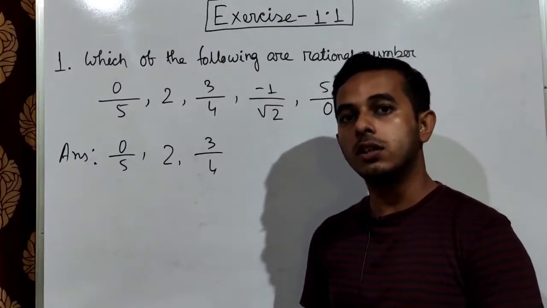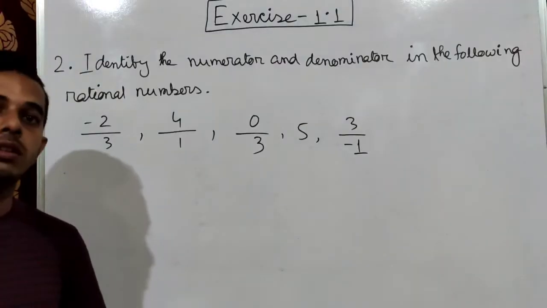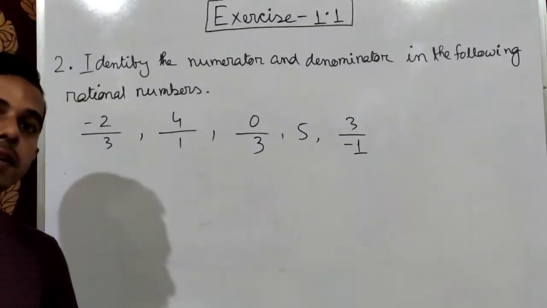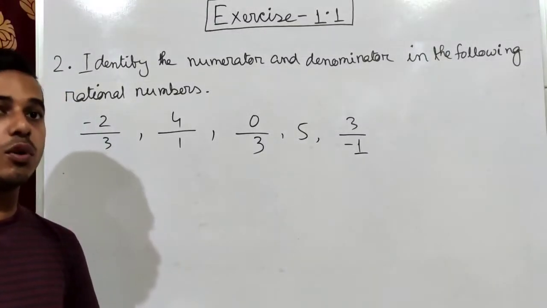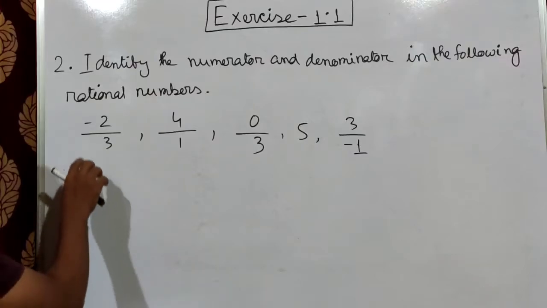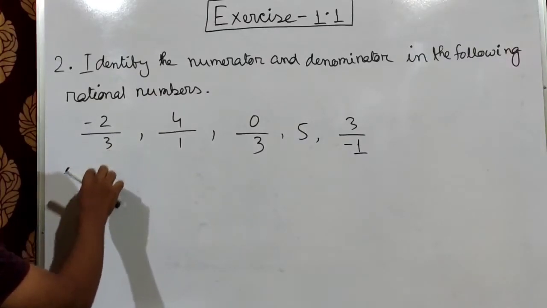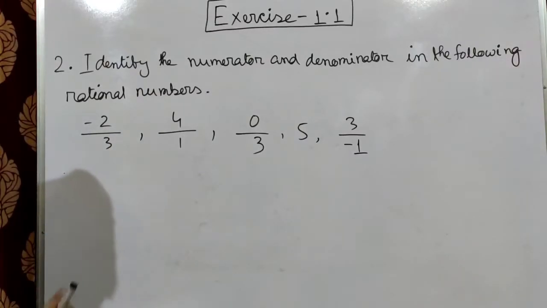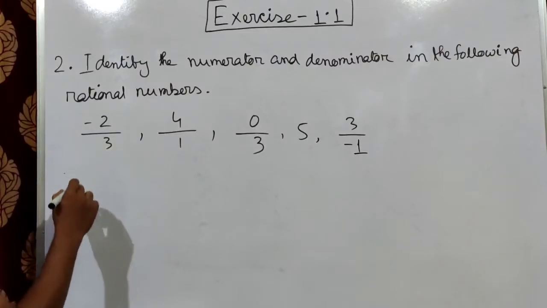Now let us move to our second question, where we will be discussing how to find the numerator as well as the denominator. The next question is, identify the numerator and the denominator in the following rational numbers. That means all these are rational numbers. We know the number which is above the line is known as the numerator, and the number which is below the line is known as the denominator. So let us write the answers.